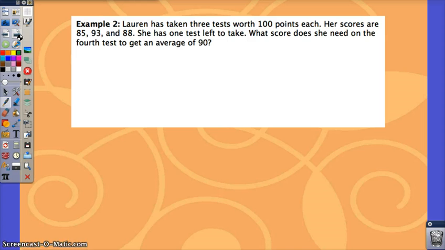Lauren has taken 3 tests worth 100 points each. Her scores are 85, 93, and 88. She has 1 test left to take. What score does she need on the 4th test to get an average of 90?